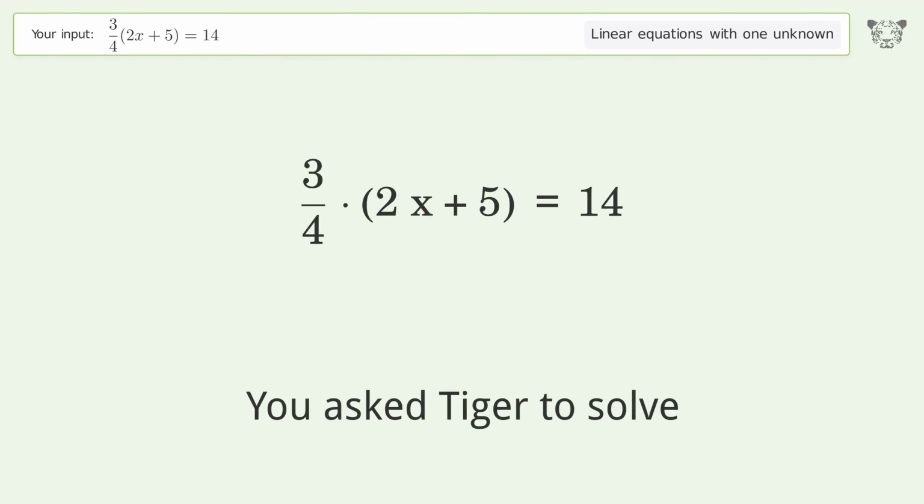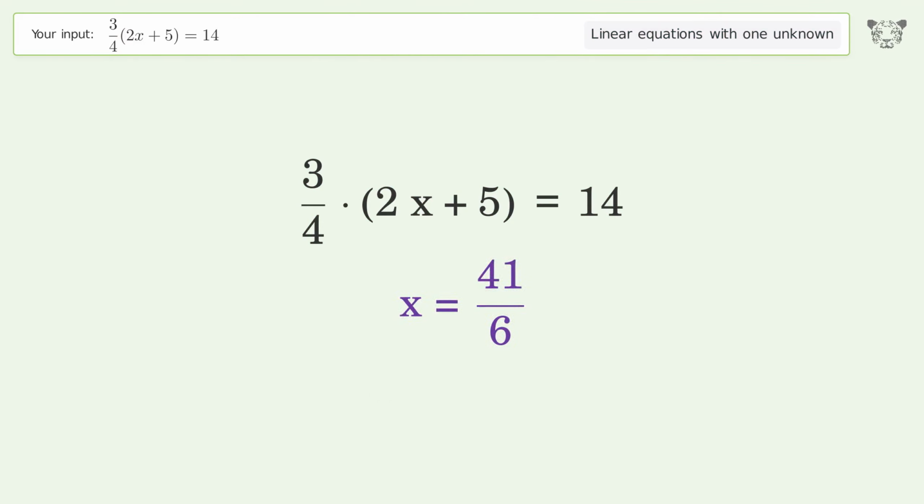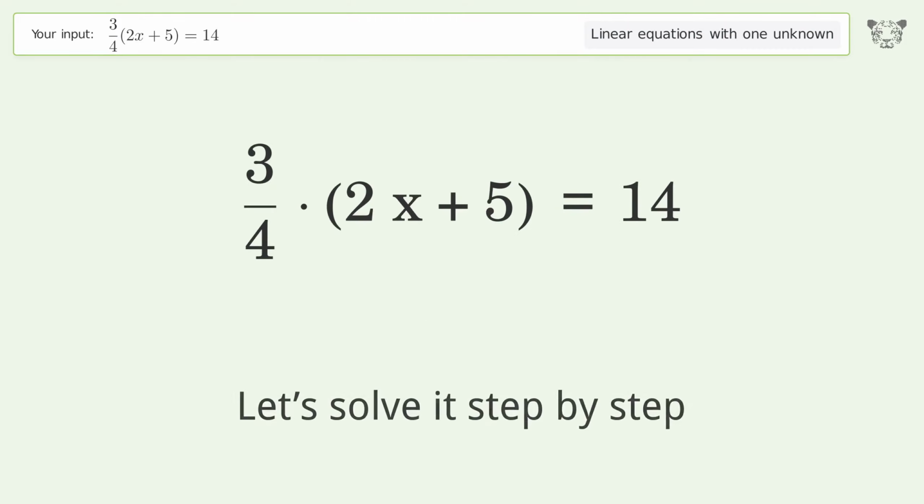You asked Tiger to solve this. This deals with linear equations with one unknown. The final result is x equals 41/6. Let's solve it step by step.